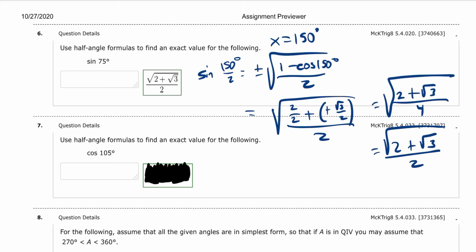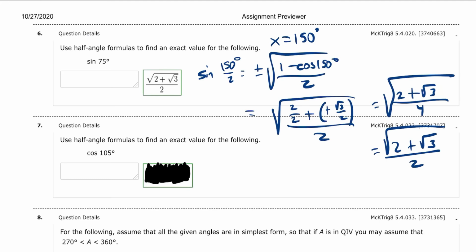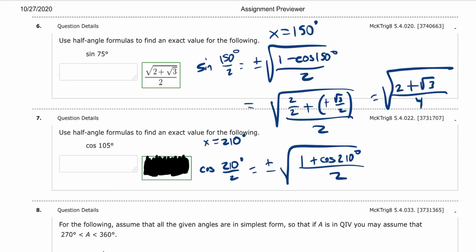All right, cosine of 105. So 105 is not on our unit circle, but if you double it, you get 210, and 210 is on the unit circle. So we're going to double that, just like we did last time. So x is going to be 210 degrees. So cosine of 210 divided by 2 is plus minus the square root of 1 plus cosine of 210 over 2. I'm going to erase this to create some space.